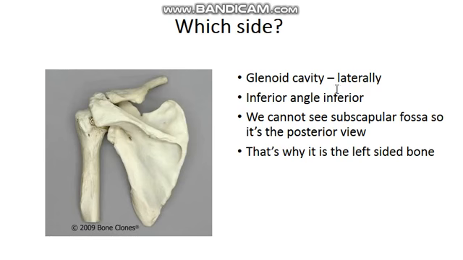See, the glenoid cavity is lateral. The inferior angle is inferior. We cannot see the subscapular fossa. The subscapular fossa is on the back of the scapula, the anterior portion. That's why it is the left-sided bone, meaning the left scapula.